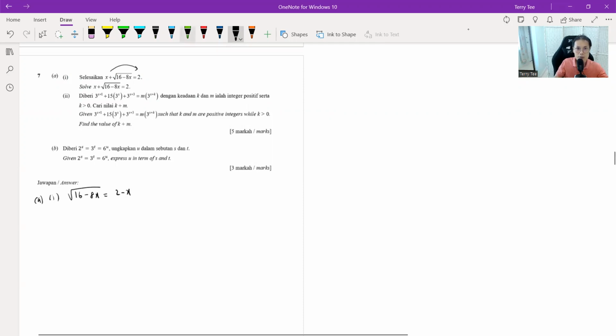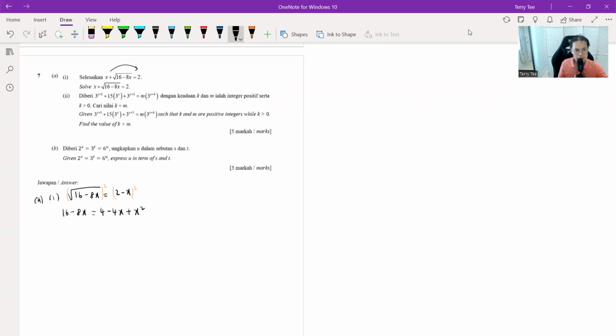So what I need to do is to square both sides. I square the left and I square the right. So 16 minus 8x. When I square the right, I get 4 minus 4x plus x squared. I hope you know how to expand this mentally. Okay, so let's solve for x.